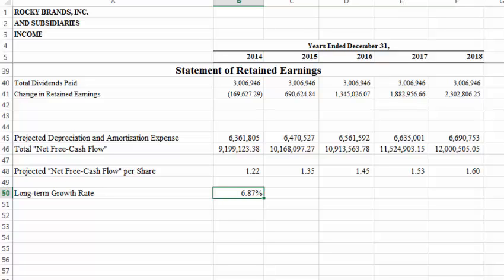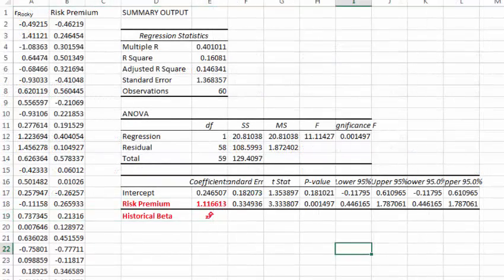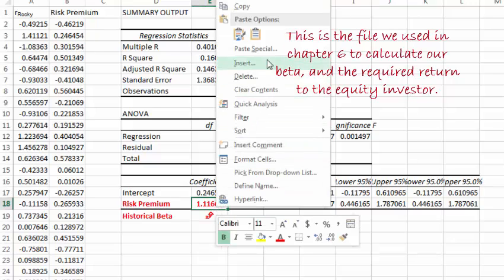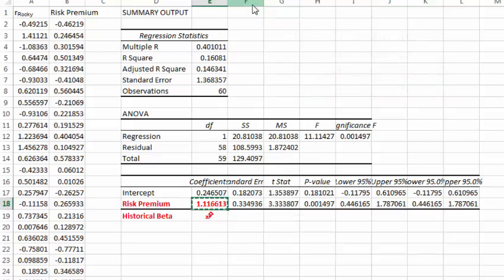We're really at 6.87%. So that's the first input. The other input I need is an R sub S. This was our calculation of beta and all of that jazz. So what I'm going to do is grab my beta. I'm going to just do a copy.